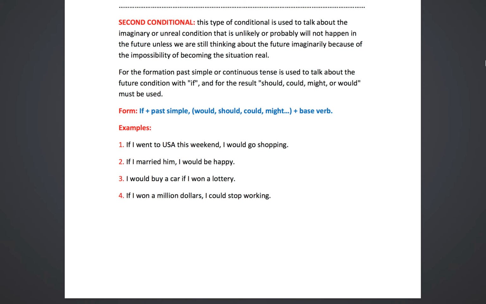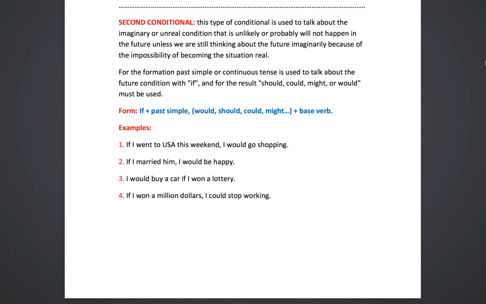Here are some examples. If I went to the USA this weekend, I would go shopping. Here the situation, if I went, is the past. I would go is also the past, but it's unreal. It's like an imagination, and this is not possible to happen because you cannot go to the USA this weekend. So it's imagination. If I married him, I would be happy. This is also the same.